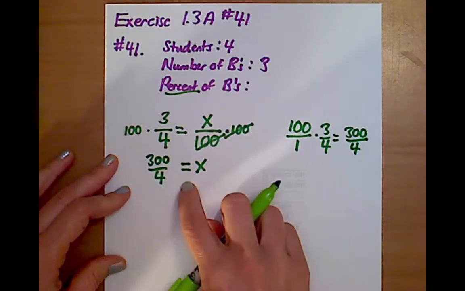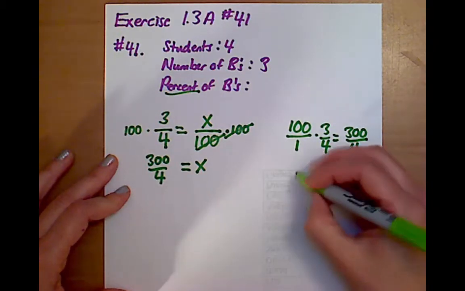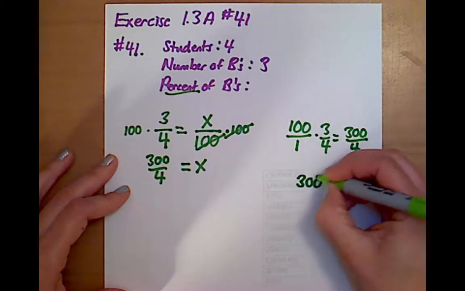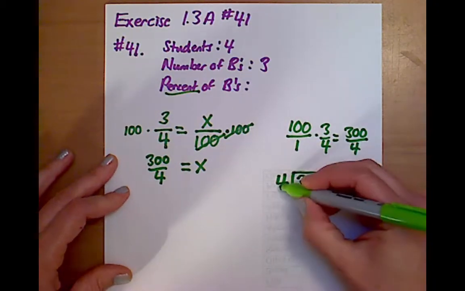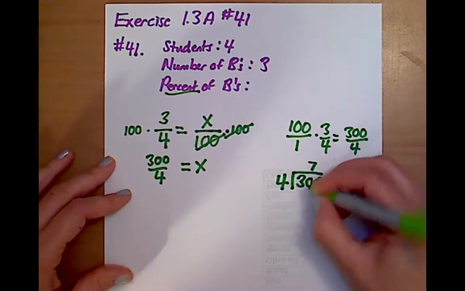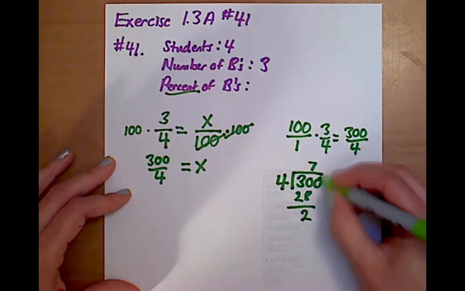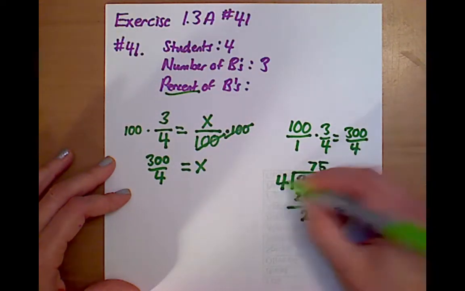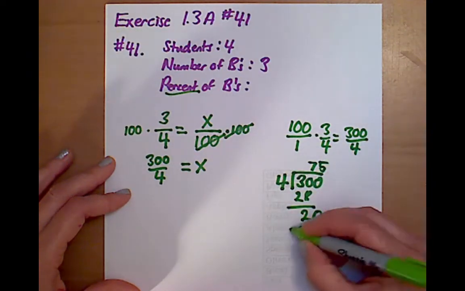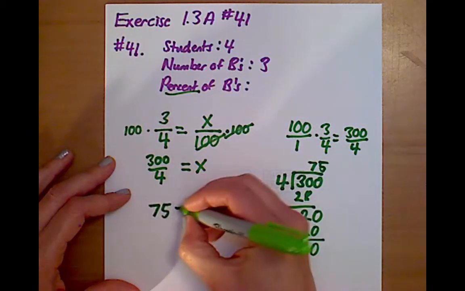And so now x is by itself, but this isn't simplified, so we need to keep going one more step here. So we're going to do 300 divided by 4 to figure out what this number is. 4 goes into 30 7 times. 7 times 4 is 28. Subtract, we get 2. Bring down the 0. 4 goes into 20 5 times. 5 times 4 is 20. Subtract, we get 0. So the answer is 75.